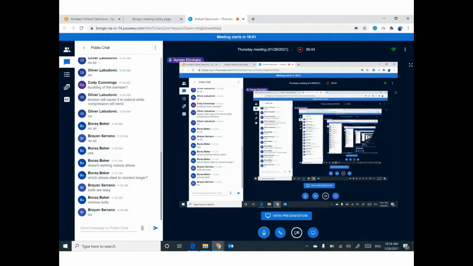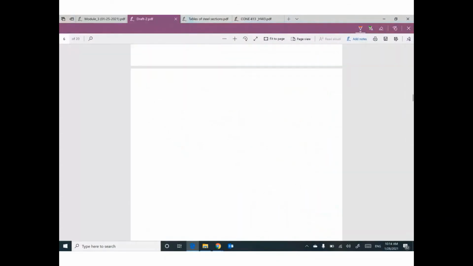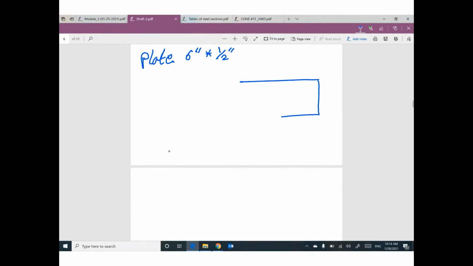Guys, during the FE exam, you can expect a question like this. We have a plate 6 inches times 1/2 inch, and we have bolts 7/8 inch diameter. The arrangement of these bolts looks like this. What is the value of area gross? What is the value of area net?